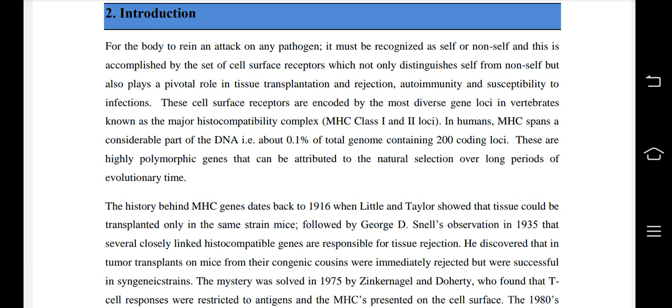These cell surface receptors are encoded by the most diverse gene loci in vertebrates, known as major histocompatibility complex, MHC class 1 and class 2 loci. In humans, MHC spans a considerable part of the DNA, about 0.1% of the total genome, containing 200 coding loci. These are highly polymorphic genes that can be attributed to natural selection over long periods of evolutionary time.